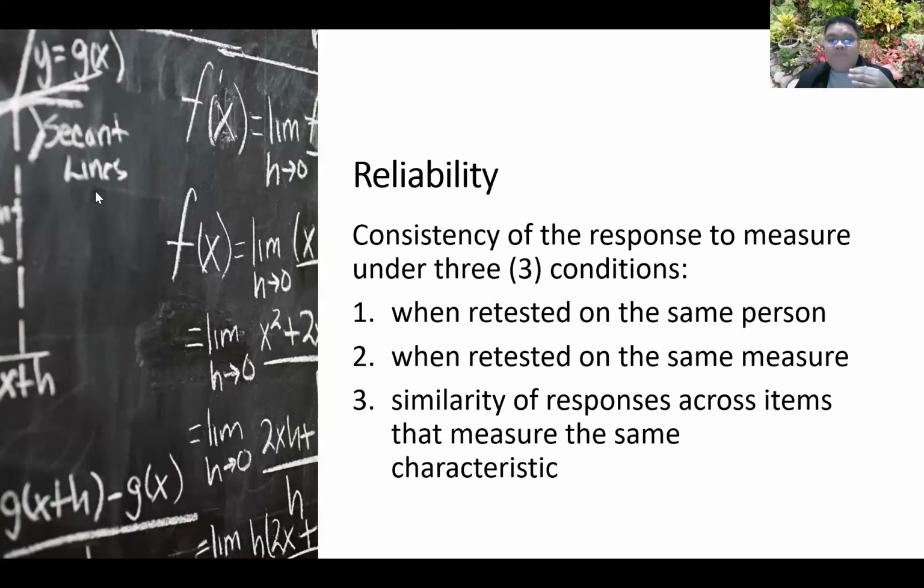Okay? That's one purpose of your reliability, or that's one way for us to check whether our instrument is reliable. Again, under 3 conditions: retested on the same person, retested on the same measure, and then similarity of responses across items. That way, we will be able to identify that indeed our questionnaire, our instrument, our assessment is reliable.